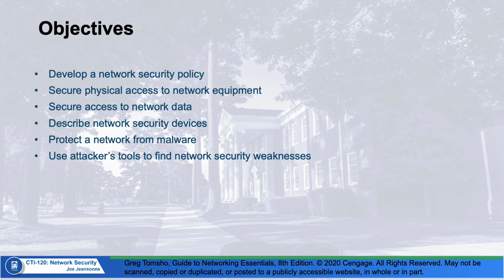After completing this chapter, you should be able to develop a network security policy, describe how to secure physical access to networking equipment, secure access to the data on the network, describe network security devices, protect the network from malware, and use tools to find network security weaknesses.